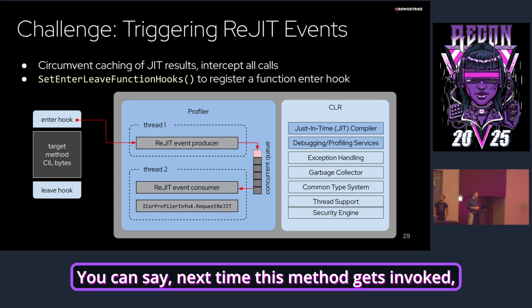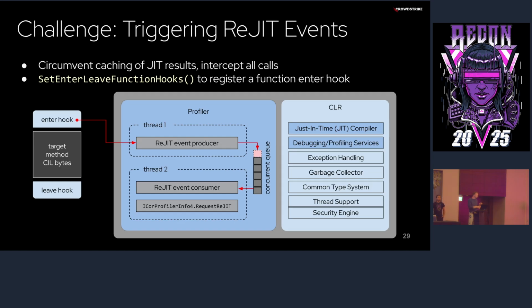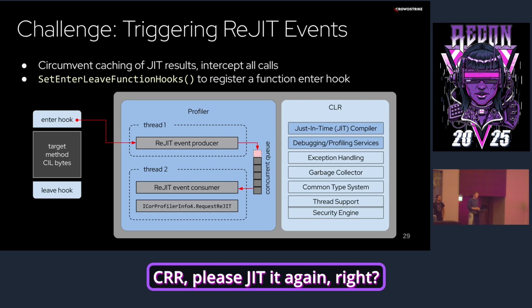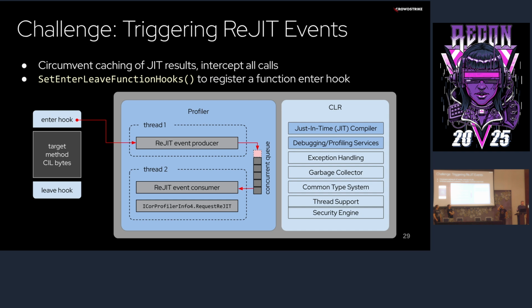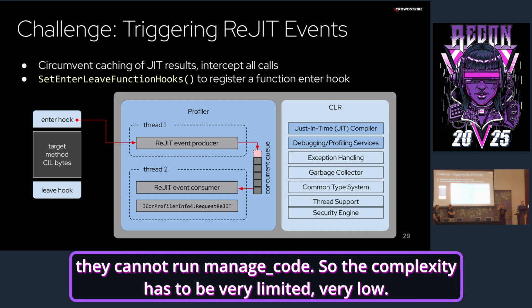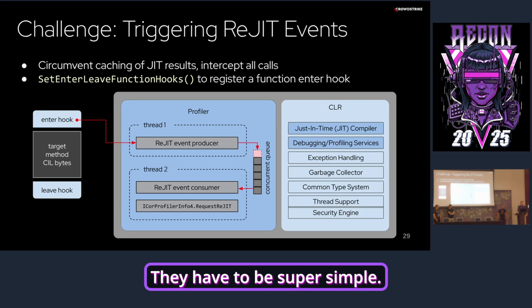You can do that. You can say, next time this method gets invoked, CLR, please JIT it again, right? But there's a limitation here. These two stubs, the function enter and leave hook, they cannot run managed code. So the complexity has to be very limited, very low. They have to be super simple.